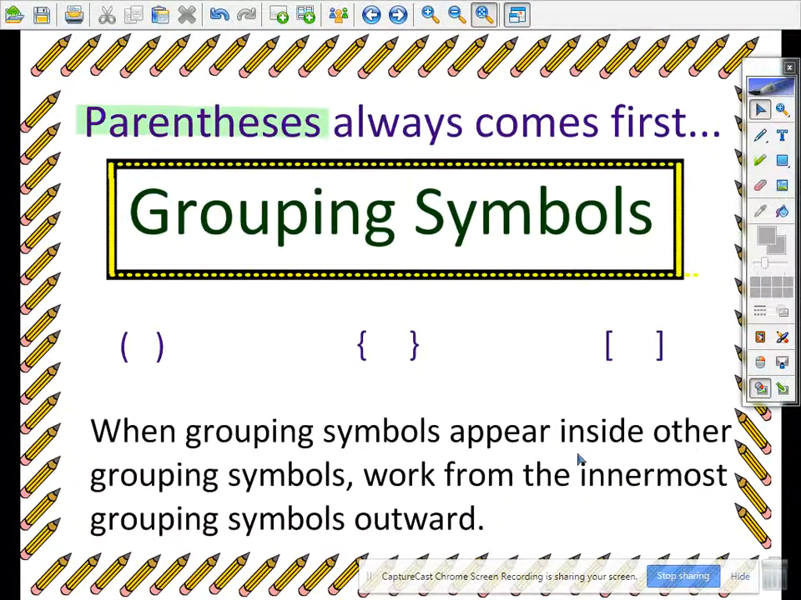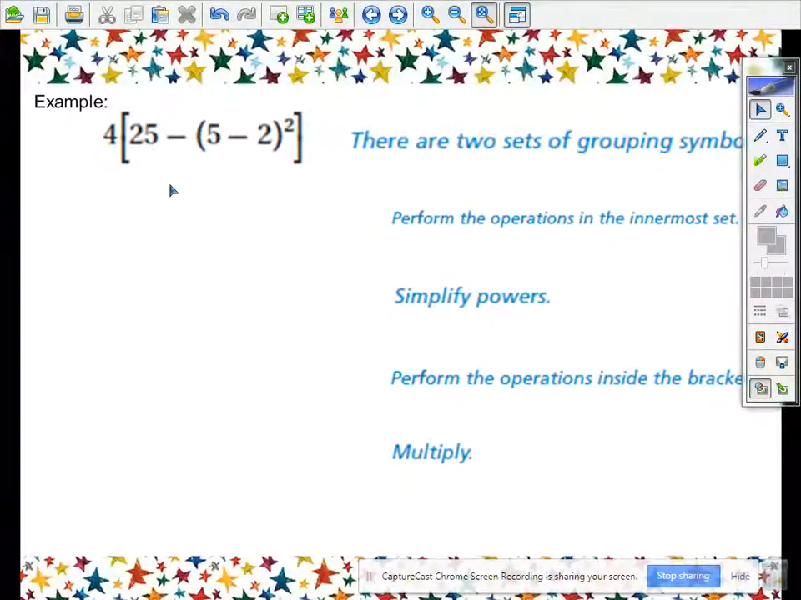When grouping symbols appear inside each other, we work from the innermost and then outward. And this is often why we have different grouping symbols, because we're trying to differentiate where the beginning and end is for each set as one's inside of the other. So if you notice here, we have 4 times the quantity 25 minus the quantity 5 minus 2 squared. We have two sets of grouping symbols. We're going to work to the innermost and then outward.